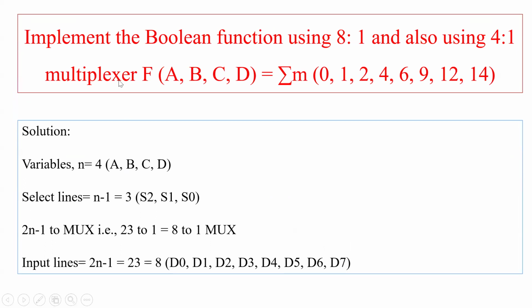One example we can see: implement the Boolean function using an 8:1 as well as a 4:1 multiplexer. These are the minterms given. How many inputs are there? 4, so n equals 4. If n equals 4, the number of selection lines needed is n minus 1, so 3: S2, S1, S0. So we are going to use an 8:1 as well as a 4:1 multiplexer.